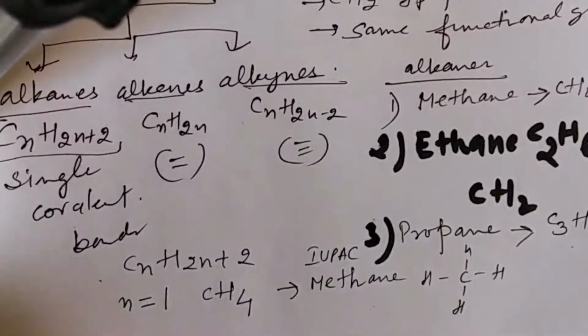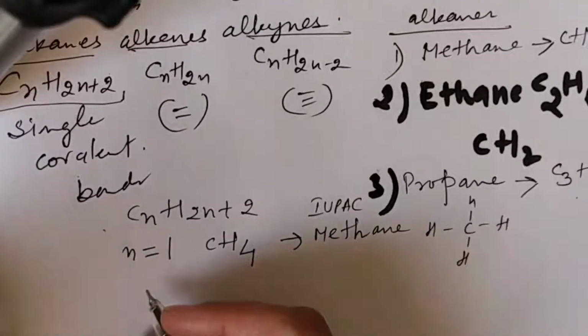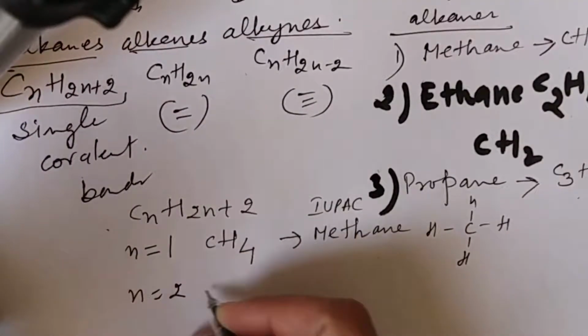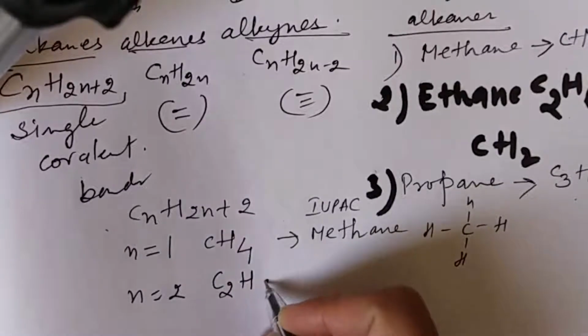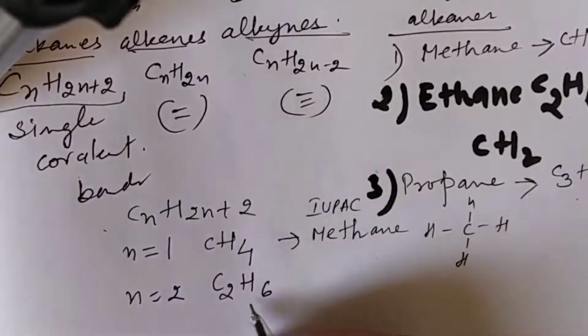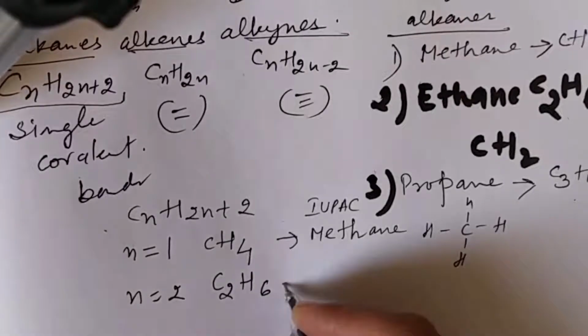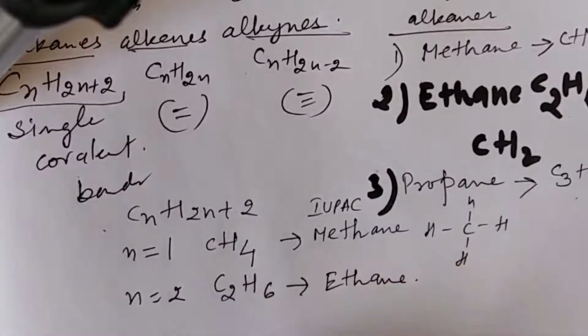Now suppose we take the value of n equal to 2. Put the value 2 here, and it will come out to be C2H6. What will be the molecular formula of the next member in the family? C2H6, so it will be the ethane molecule. How will you draw the structure of the ethane molecule?